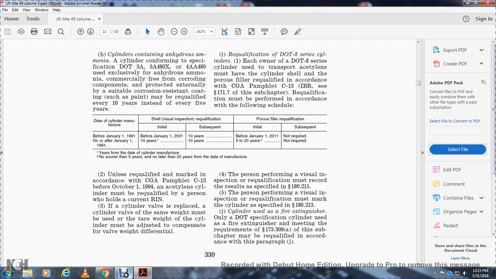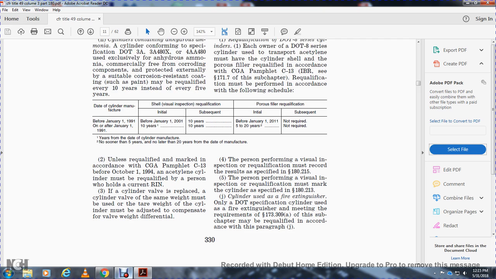Cylinders used as fire extinguishers on DOT specification cylinders. Cylinders used as fire extinguishers meeting the requirements of 173.309(a) of this subchapter must be requalified in accordance with subpart C, paragraph J.